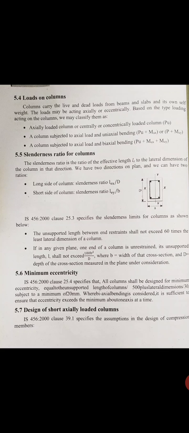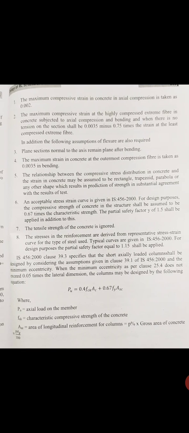Design of short axial loaded columns. IS 456-2000 clause 39.1 specifies the assumptions for the design of compression members. The maximum compression strain in concrete in axial compression is taken as 0.002. The maximum compression strain at the highly compressed extreme fiber in concrete subjected to axial compression and bending, when there is no tension on the section, shall be 0.0035 minus 0.75 times the strain at the least compressed extreme fiber. In addition, the following assumptions for flexure are also required.